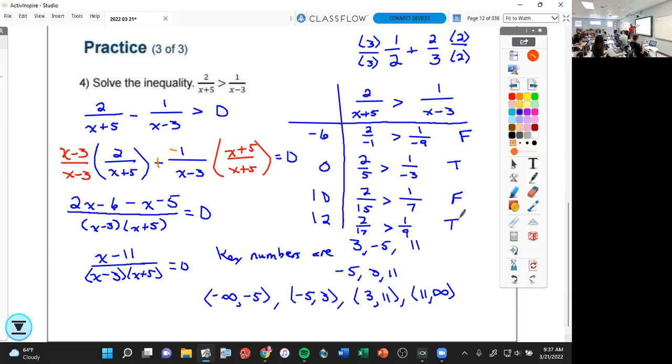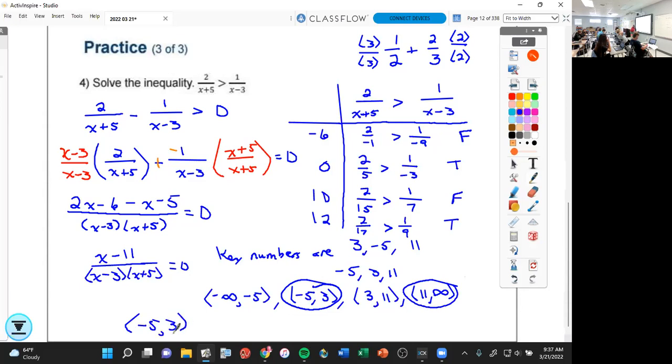Do we have any equal sign in our original problem? No. So our answer is going to be parentheses only. Okay. Final answer. Where is this true? Small to large. It's true here, right? And true here. So final answer: -5 to 3 union 11 to infinity.